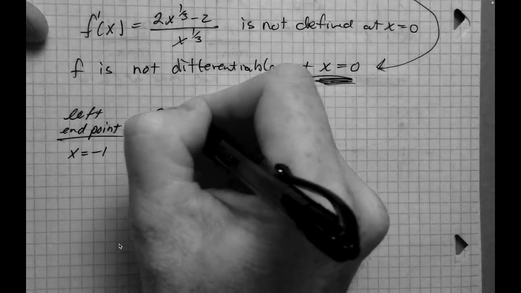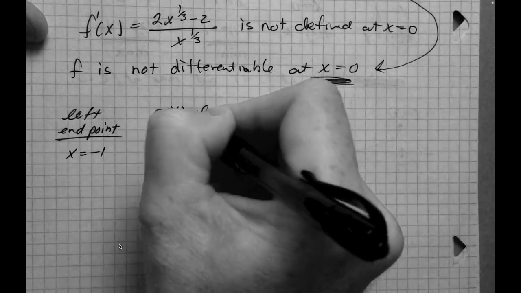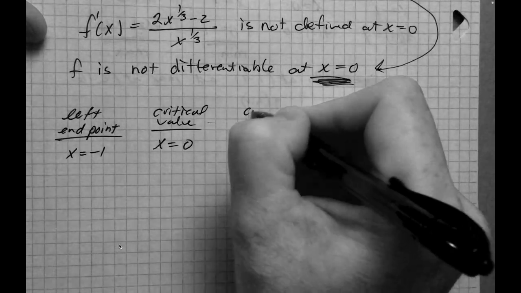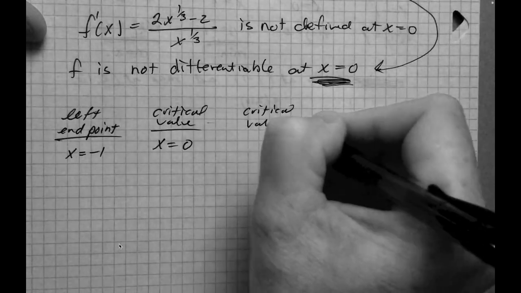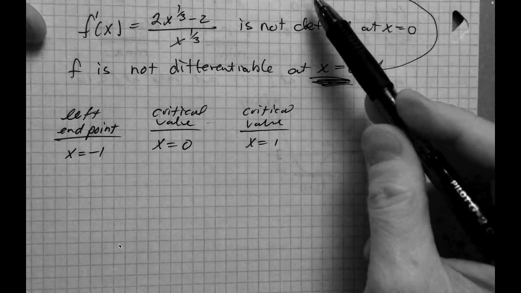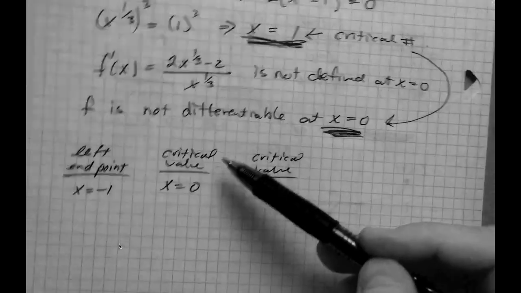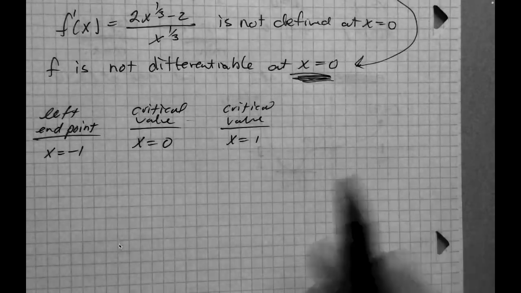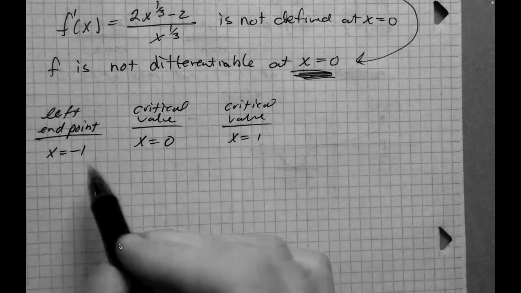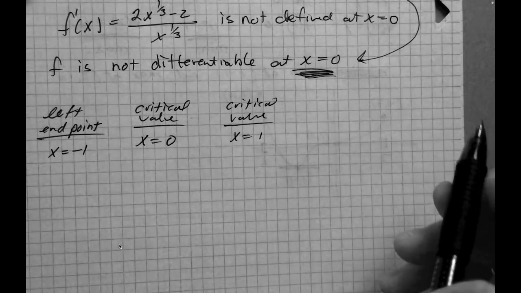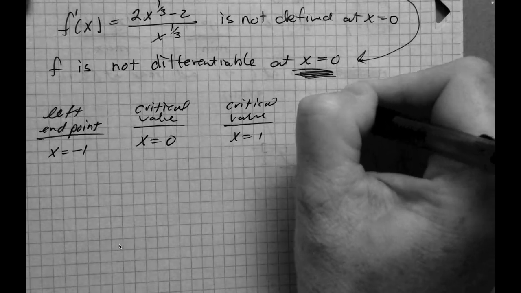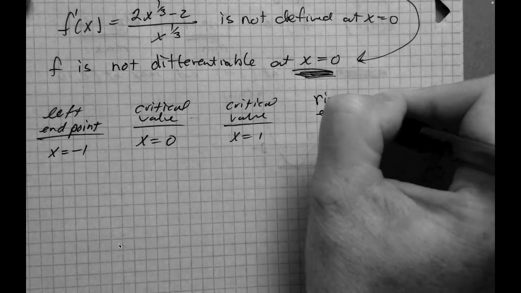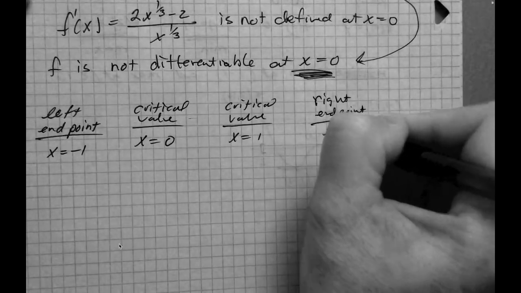So you've got a critical value at x equals 0, right? That's the non-differentiable point. You also have a critical value at x equals 1, right? That's the root of the derivative here. And those were the only two critical values we found. You could have more, right? But not for this function, but functions could have hundreds of critical values. I mean, probably the examples we'll do in this class will not, and then you've got the right-hand endpoint, which is x equals 3.